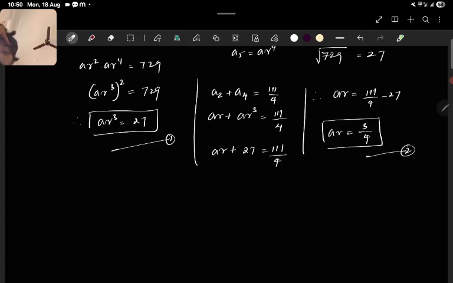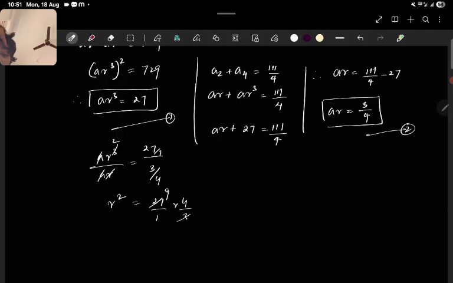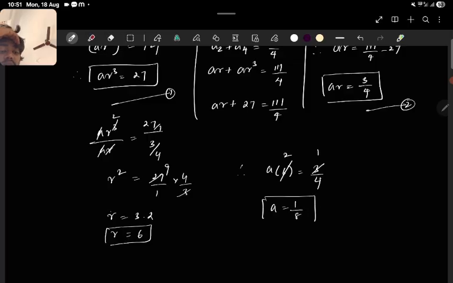Now we have the first equation and this is the second equation. If I divide ar cube by ar, it is 27 by 3 by 4, so 27 into 4 by 3, which is 36. So a cancels, and r square is 36, so r is equal to 6. The r value is 6. Therefore a into 6 is equal to 3 by 4, so a is equal to 1 by 8. This is the a value and this is the r value.